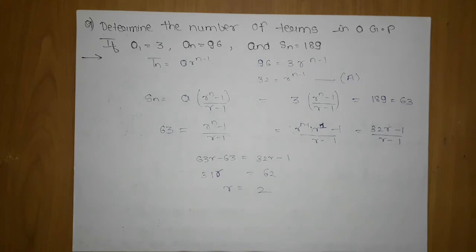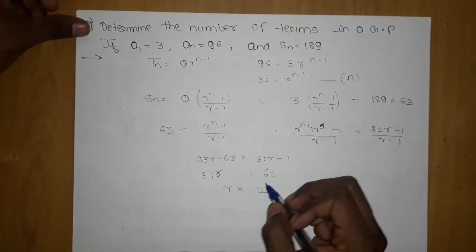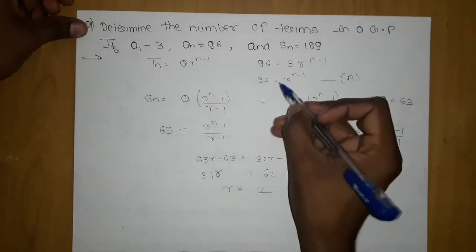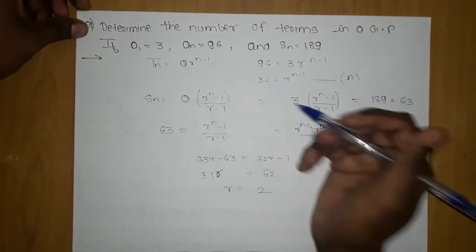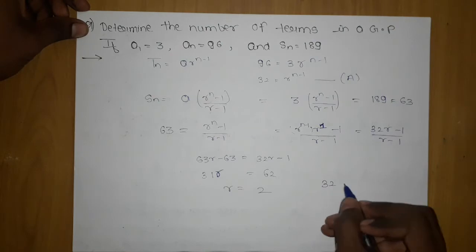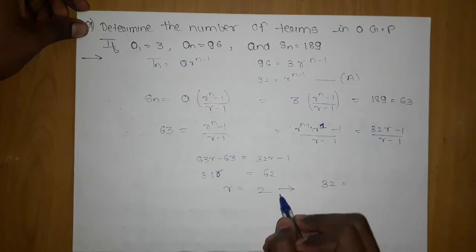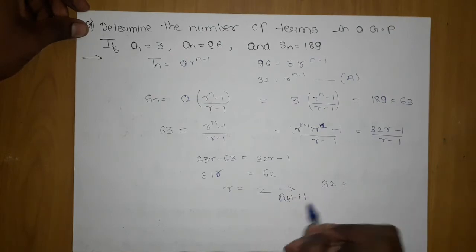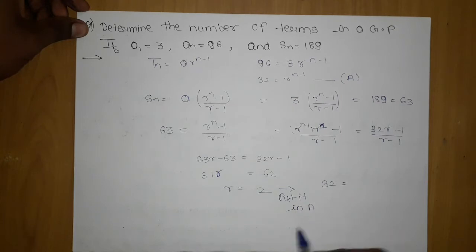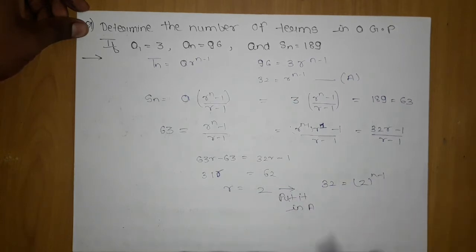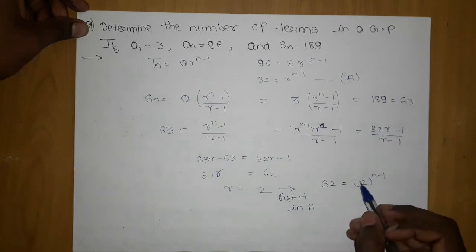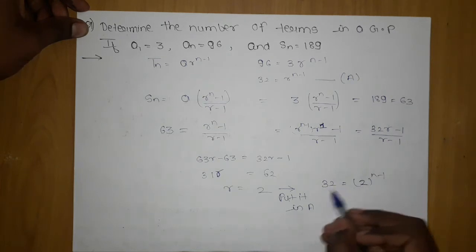Now, we wanted to find n. If I have r, I can compare it. So let's put it: 32 is equal to, put r in, 2 power n minus 1, right? Now, can I break 32 into powers of 2?